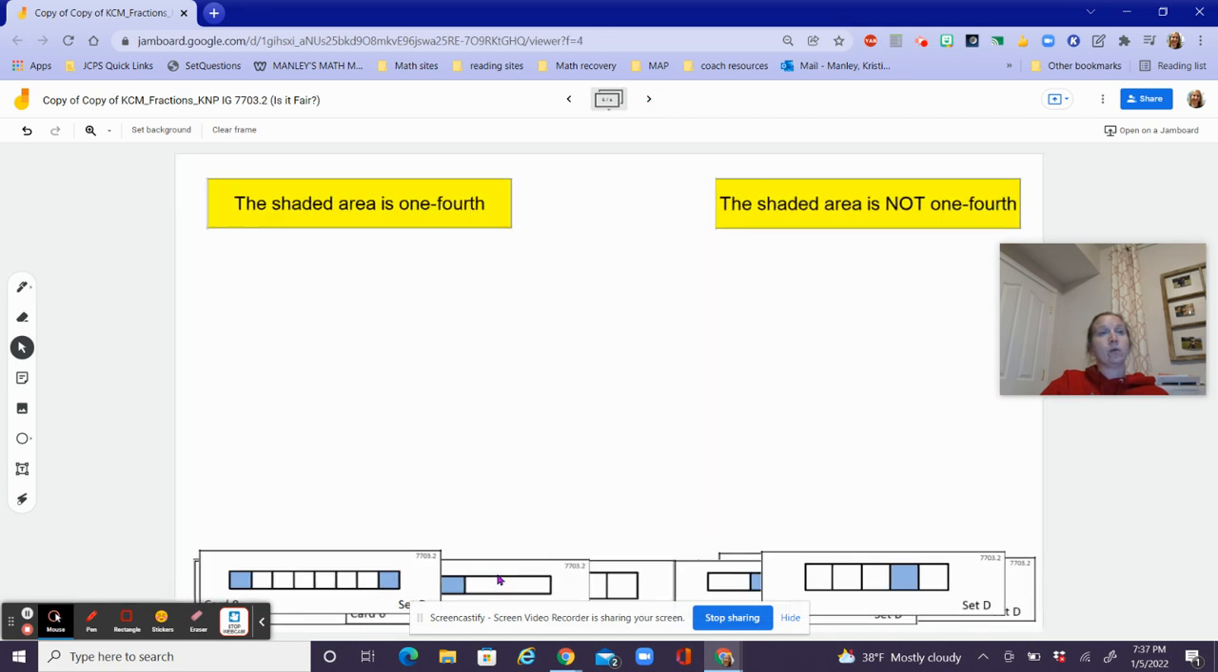And then you would go to the last one. Shaded area is 1/4. Shaded area is not 1/4. And again, you would sort these accordingly to look for that.